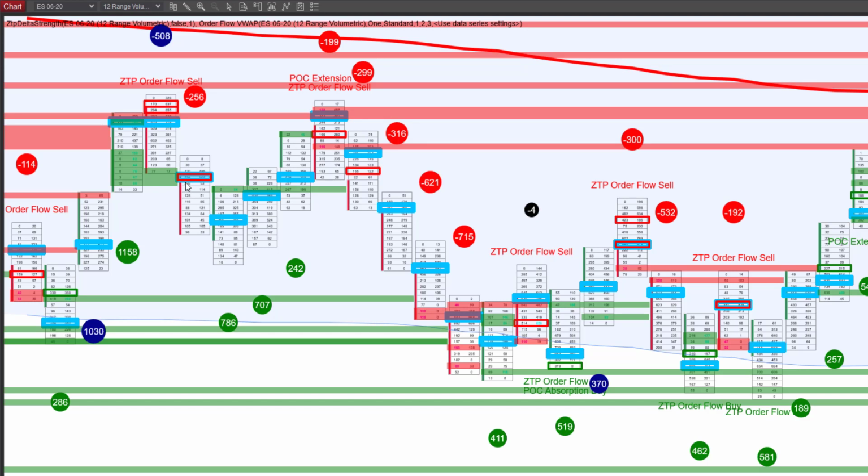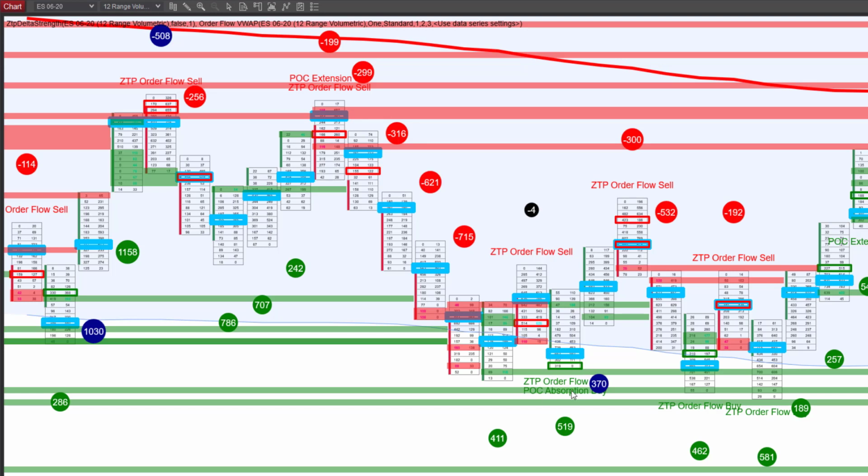Now, here's a few more examples just really quick. I went and researched about 4 weeks of these, and basically the setup we're looking for is what we're getting here. Here we have 3 up bars making new highs, and we have our ZTP order flow sell and a good trade. Here again, we have a combination of both the POC extension and the ZTP order flow, and out of that we get something like a 12 or 13 point trade.